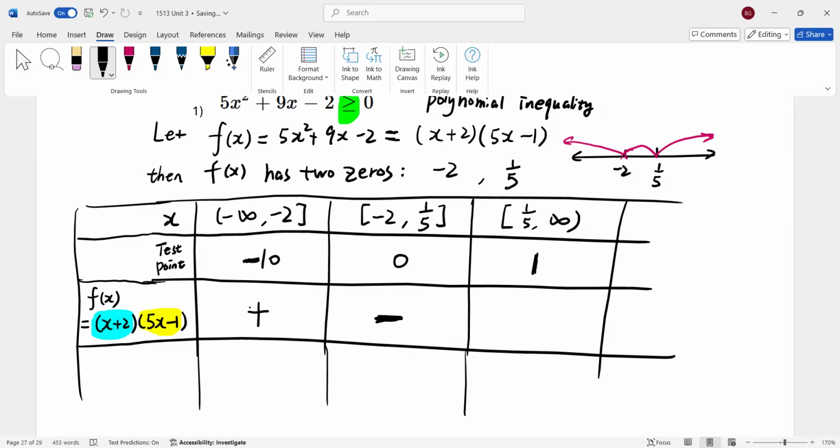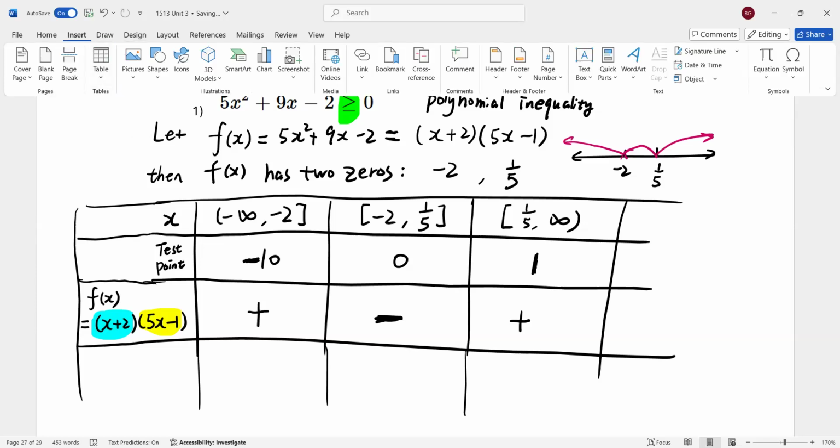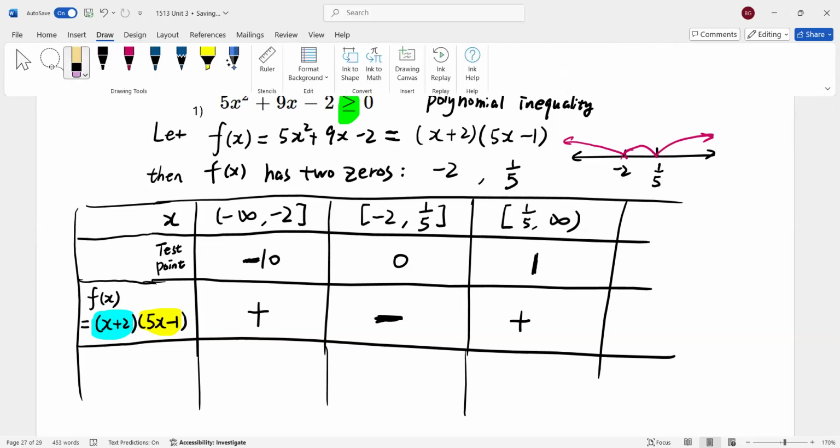And the next interval, the testing point is 1. 1 here actually acts as a representative for all other points in the interval. So let's plug in x equals 1. 1 would make the blue positive, and will make the yellow positive as well. So positive times positive is a positive. All right. So at this point, the chart is complete.